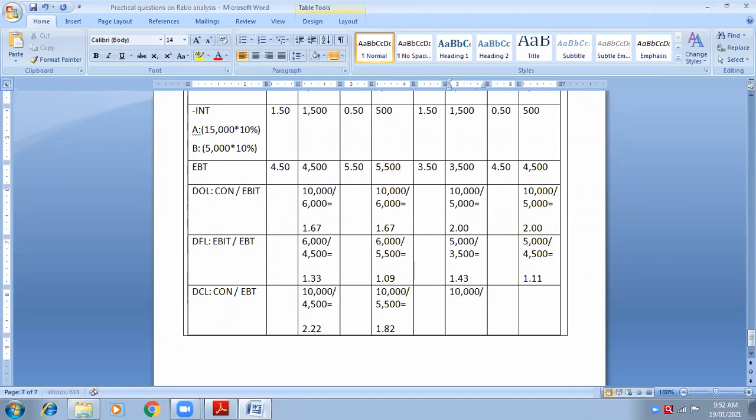10,000 divided by what is EBT? 3,500. So what is your answer? Come on, quickly. 2.86. And the last one is contribution 10,000 divided by 4,500. So the answer will be 2.22. So this is the way you have to solve.